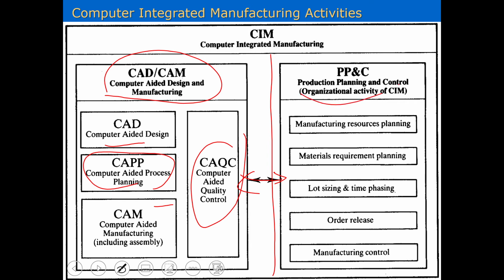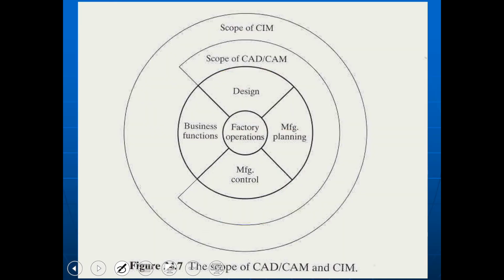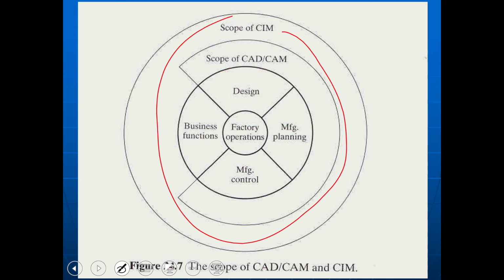So PPC involves manufacturing resource planning, material requirement planning, lot size, time phasing, order release, and management control. This is considered support to the production side. So all these are linked with the computer integrated manufacturing system. This figure shows the scope of CAD, CAM and CIM. If you can see here, the scope of CIM involves all of this.